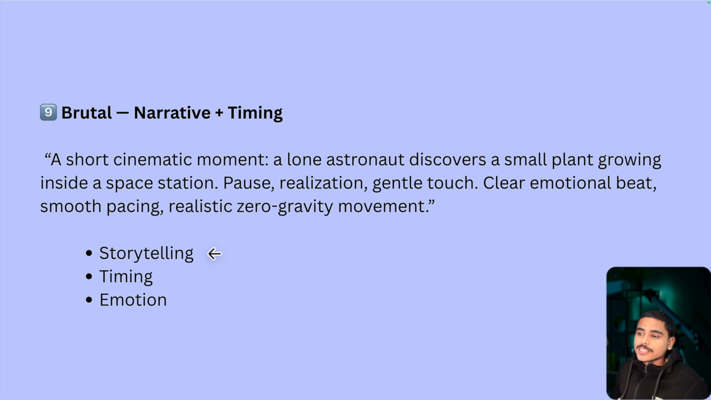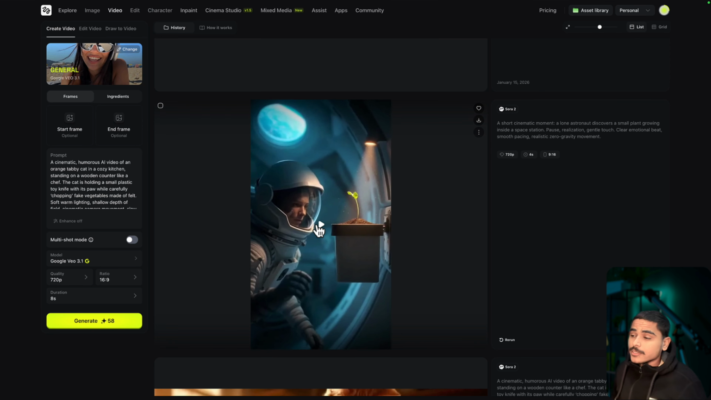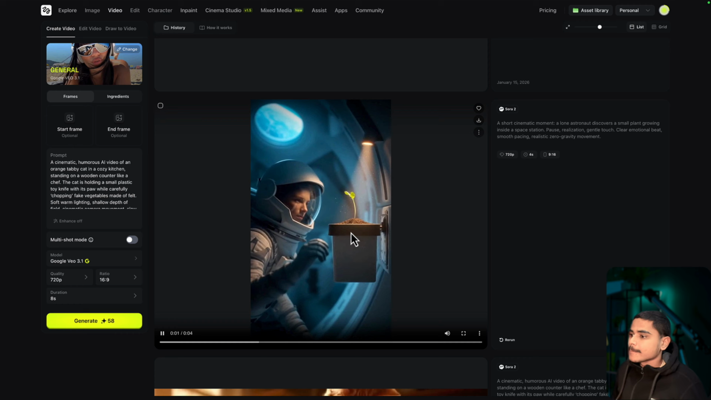Now we will be testing storytelling, timing and emotion with this shot where we will have a lone astronaut discovering a small plant growing inside a space station. He pauses, realization hits, some gentle touch and clear emotional beat, smooth pacing, realistic zero gravity movement. And here is the result with Sora.